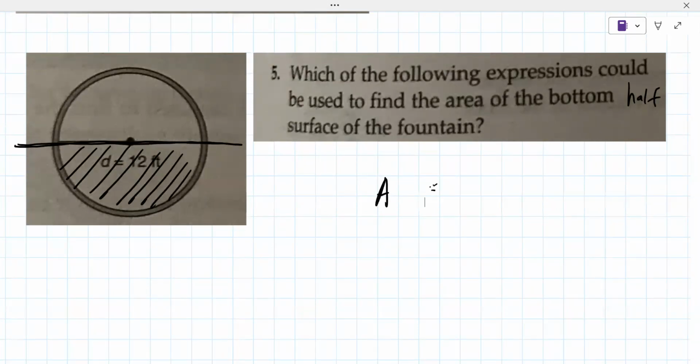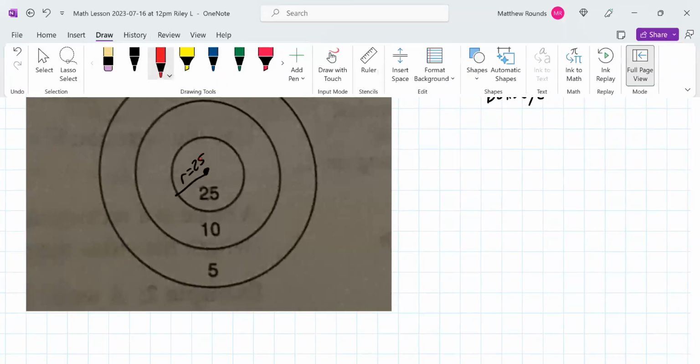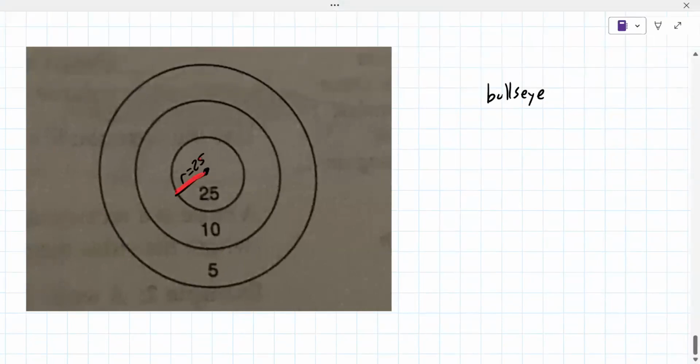Let's do one more of these and then we'll work backwards. So occasionally we'll work on something different, some working backwards problems. Occasionally you get a bullseye type question. And what this 25 means is this 25 is the radius. Radius is 25. It's a different color here. It's not really showing up. Radius is 25. Okay. This 10 represents the distance between these two.